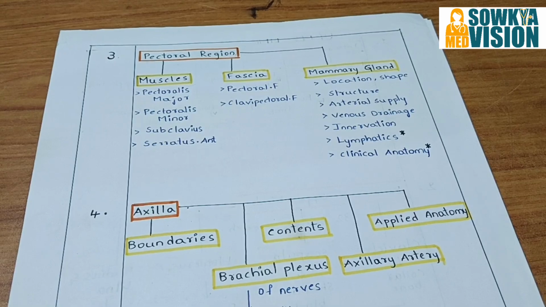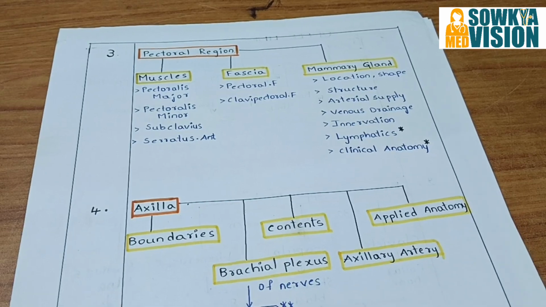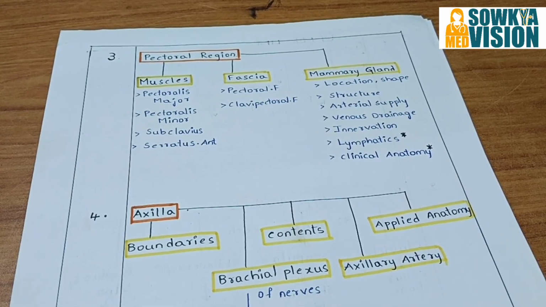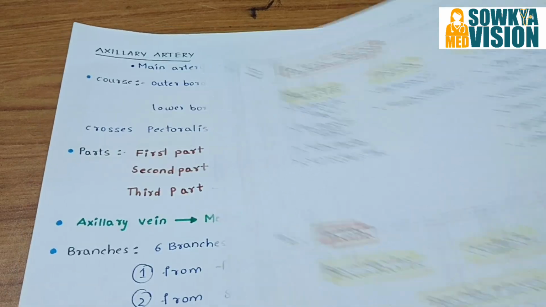Today we are going to discuss the axillary artery. In the last class we completed the axilla: the introduction of the axilla, its boundaries and the contents of the axilla. Today we are going to see the axillary artery, its branches and so on.